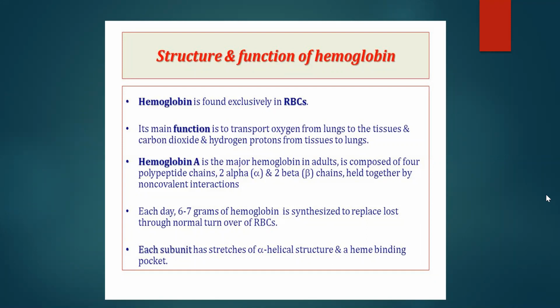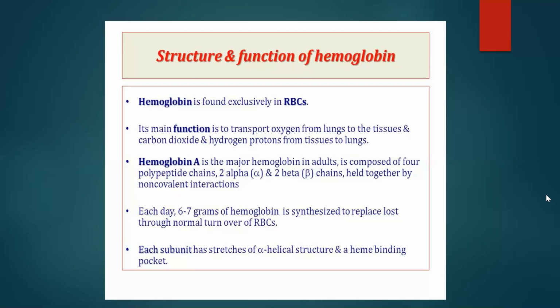We have different types of hemoglobins in our body, right? But the most common one is hemoglobin type A, and it is composed of 4 polypeptide chains. Polypeptides mean made up of many.